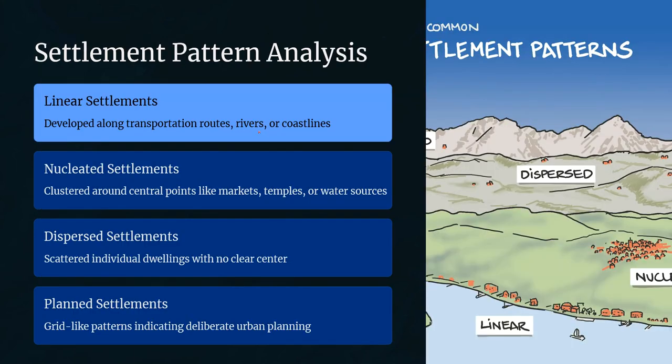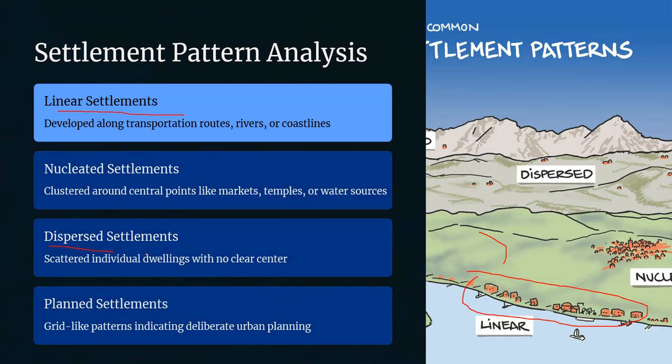And then the stream pattern analysis, the linear settlement, then the nuclear settlement, and the dispersed settlement, and the planning. What we need to do is identify whether the settlement is linearly distributed. Suppose this is the linear settlement. Here you can find this area is a linear settlement, right? So this is the linear settlement, right? This is linear along the road.